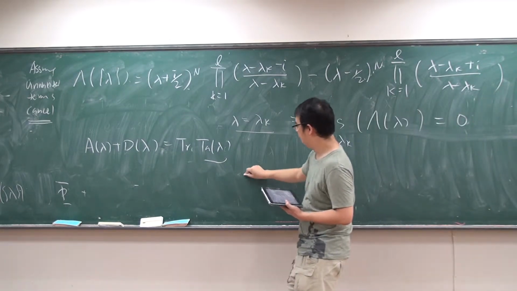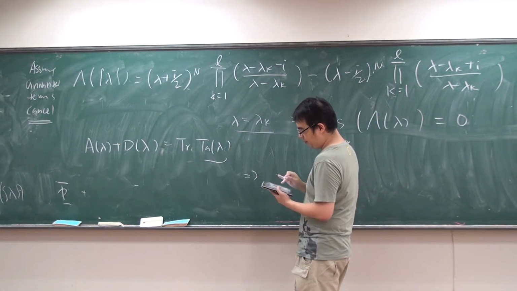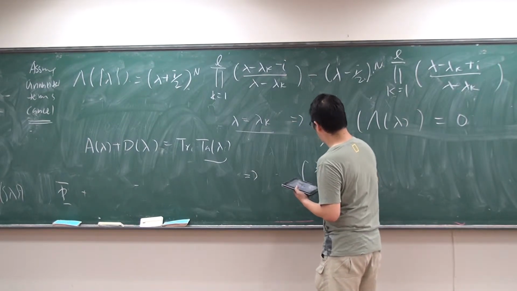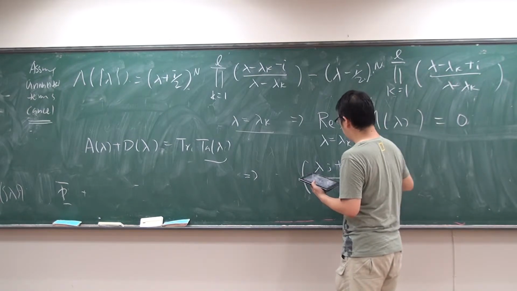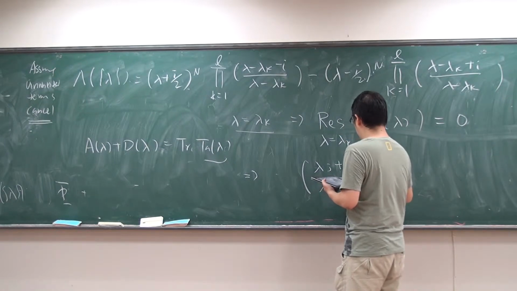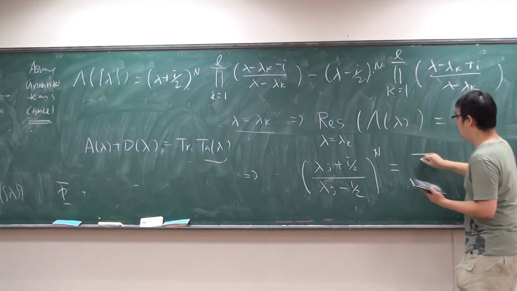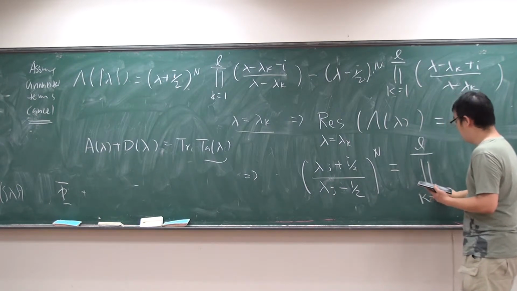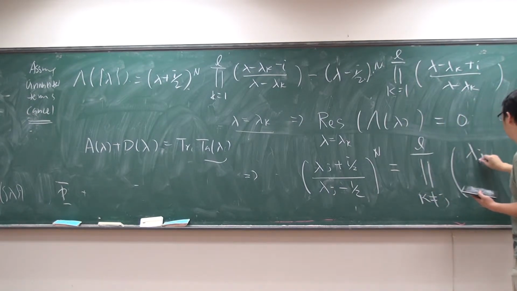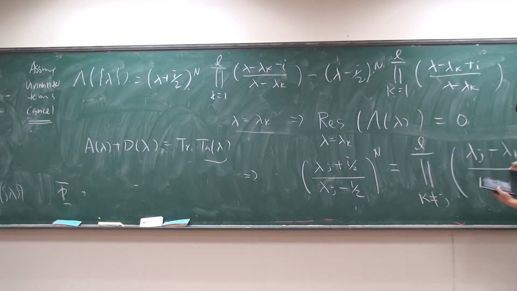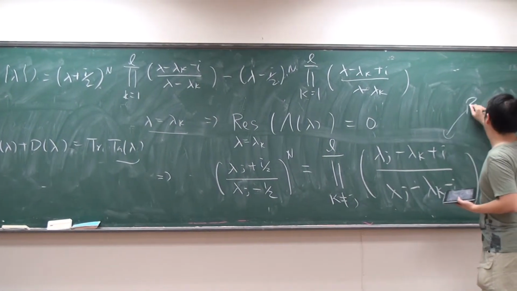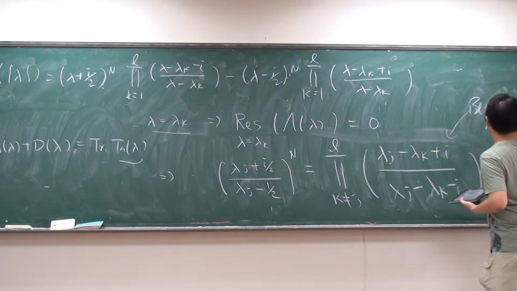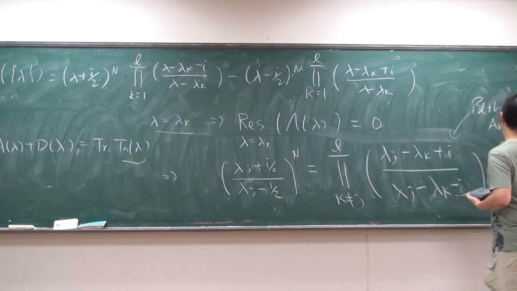Or basically, this equation has to be satisfied. And this is the famous Bethe Ansatz equation.